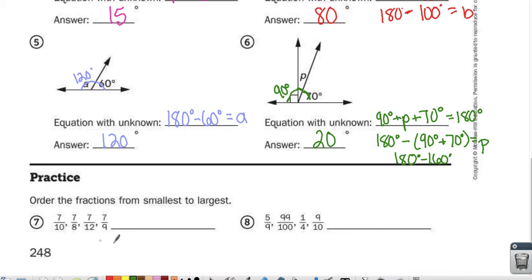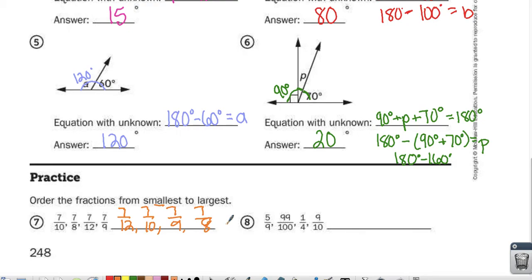Alrighty, so now I have to order some fractions from smallest to largest. These fractions have the same numerator. When they have the same numerator, I compare the denominators. The bigger the denominator, the smaller the pieces. So I'm going to start with 7/12, then 7/10, 7/9, and finally my largest, which is 7/8.